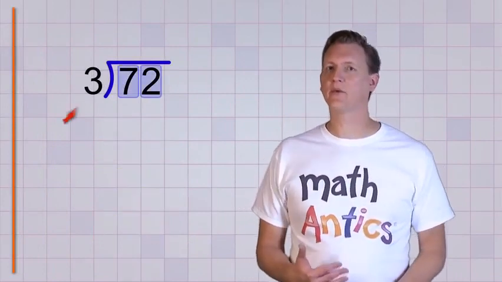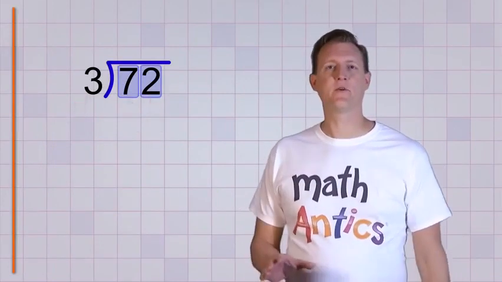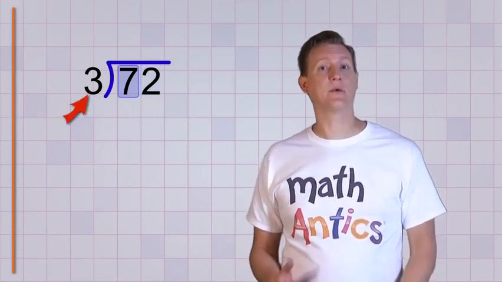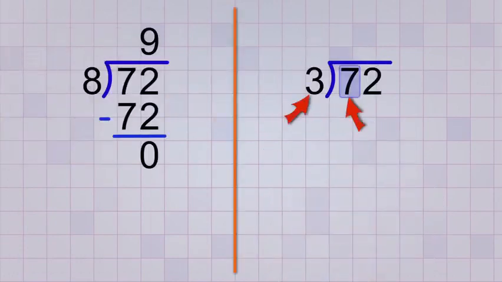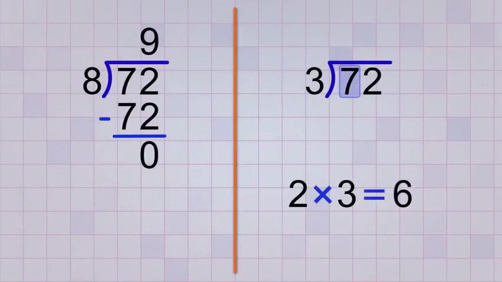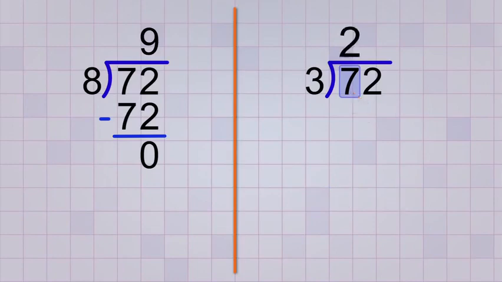Instead of asking how many 3s make 72, let's just focus on the first digit and ask how many 3s does it take to make 7. That's easy. 2 3s would give us 6, which is very close, so let's put a 2 in the answer line right above the 7. And then we multiply 2 times 3, and that makes 6, and we subtract 6 from 7 to get a remainder of 1. Now for the second step.